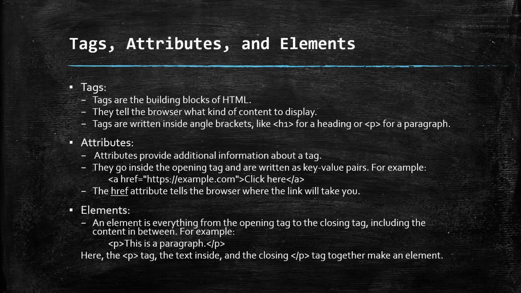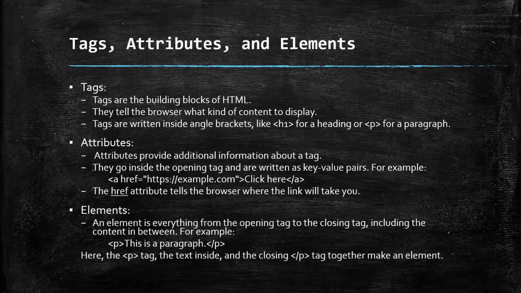Attributes. They provide additional information about a tag. They go inside the opening tags and are written as key value pairs. For example, a href is equal to https://example.com. And then between the a tags, we have click here. This is going to tell the user that this is a link. And when you click on it, it will take you to https://example.com.